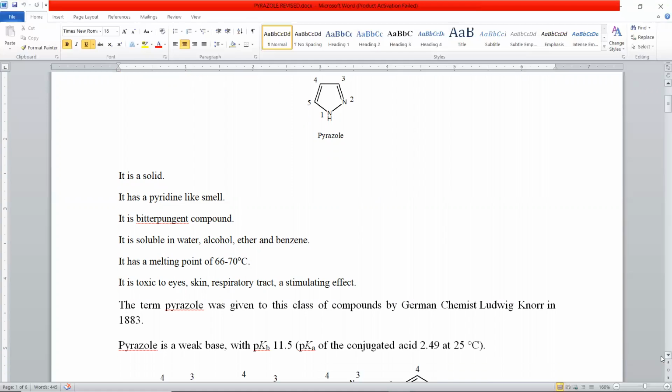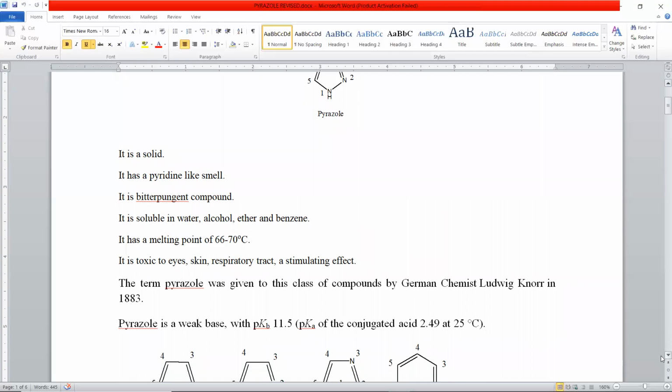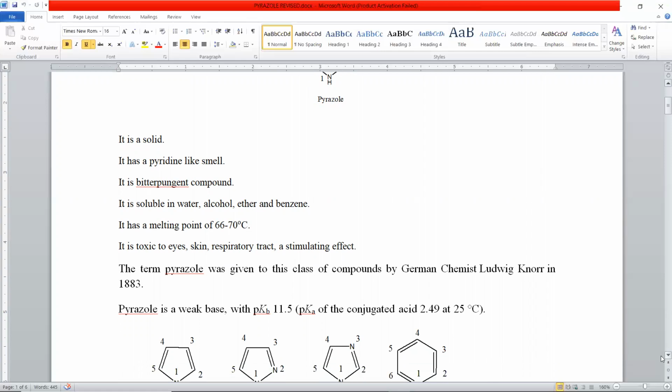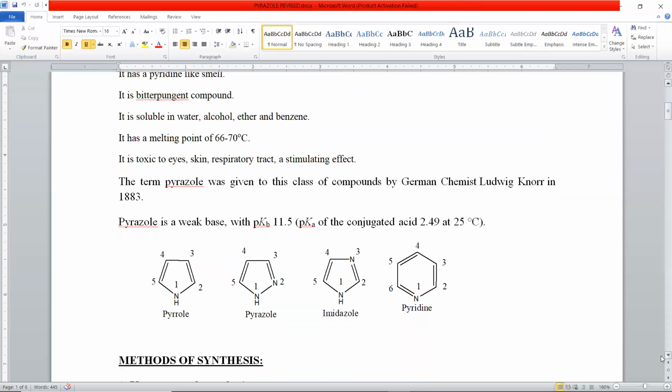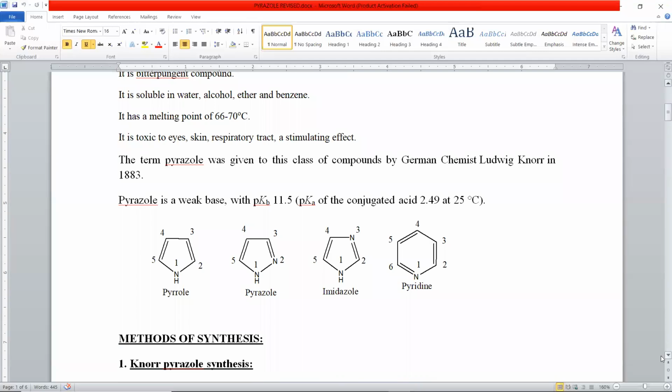The term pyrazole was given to this class of compounds by German chemist Ludwig Knorr in the year 1883. So pyrazole is a weak base. Pyrazole is a weak base with a pKb 11.5.